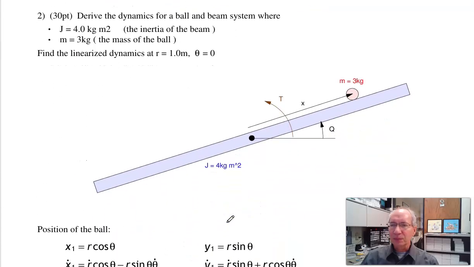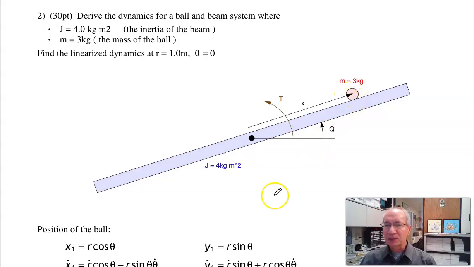Second problem. Find the dynamics for a ball and beam system. So here's the beam, motor with a torque. That causes the beam to go up and down. On top of the beam, I've got a ball. Assume the beam has inertia of 4 kilogram meter squared. The ball has mass of 3 kilograms.